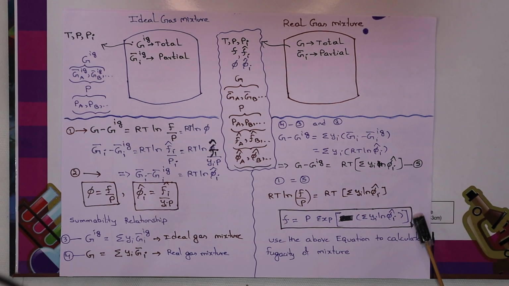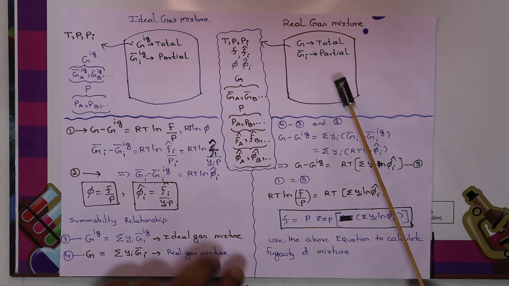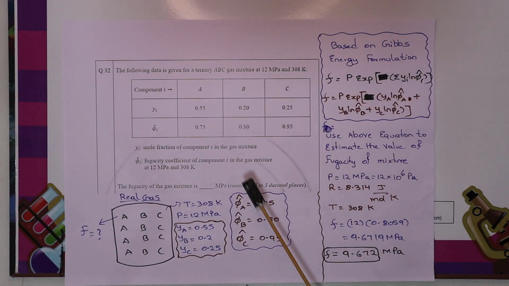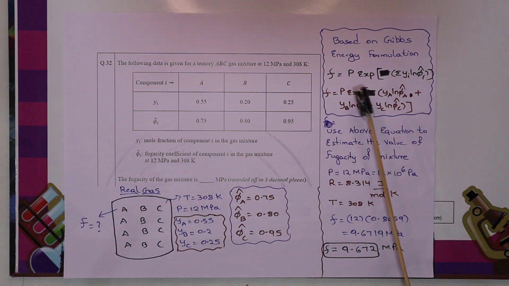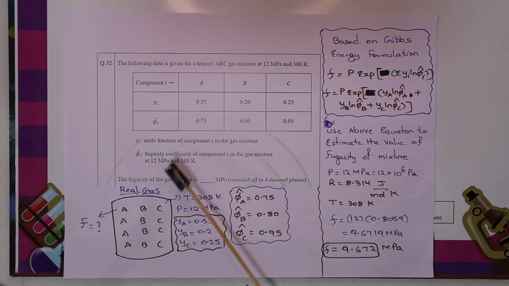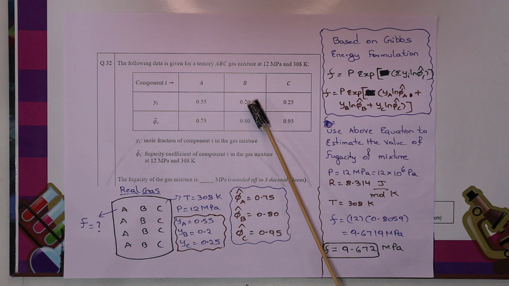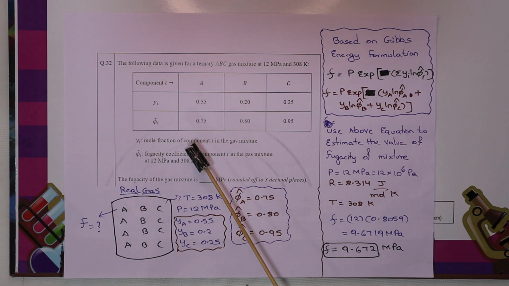We have used this particular equation to evaluate the fugacity of the mixture, right? The fugacity of this particular mixture, which has the fraction of A, fraction of B, fraction of C, with the fugacity coefficient of A being 0.75, and 0.8 and 0.95 for B and C. So, thank you. Let us move on to the next question.